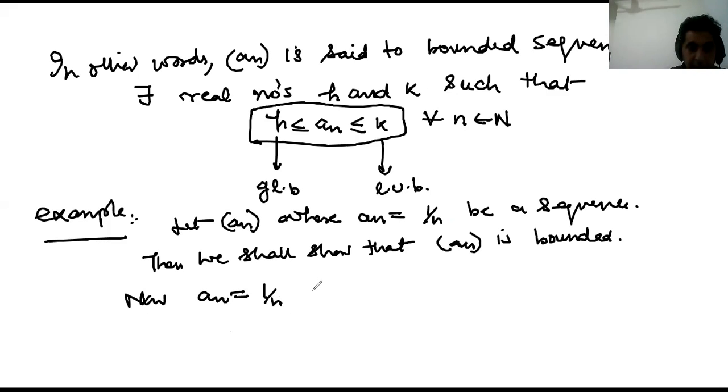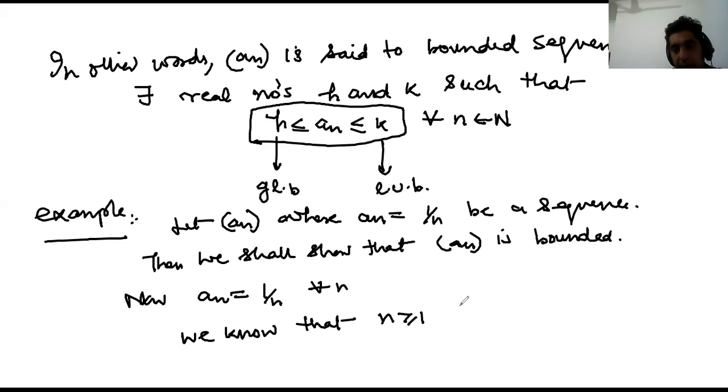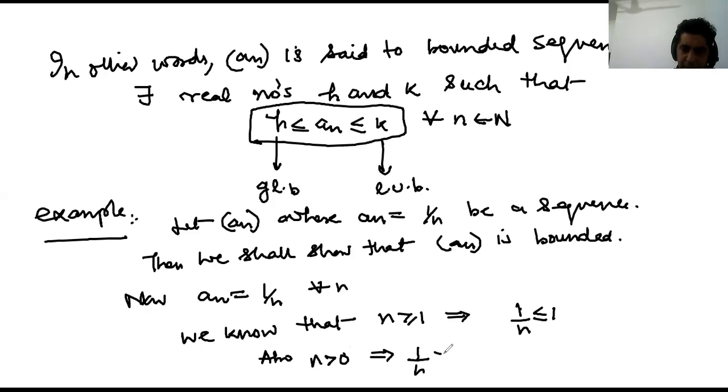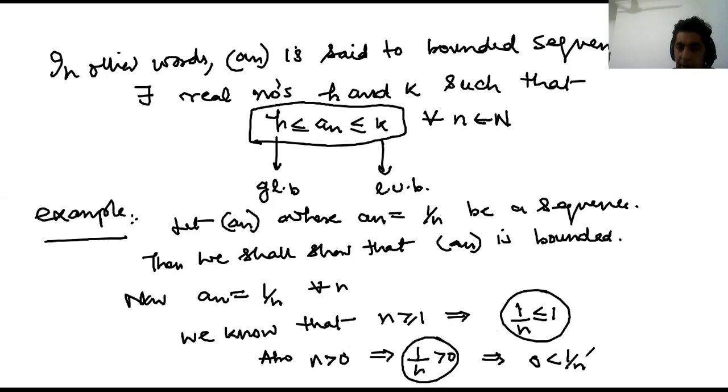So we know that for all n, n is always greater than or equal to 1, because this is a natural number. This means 1 by n is always less than or equal to 1. Also n is always greater than 0, and this implies 1 by n is also greater than 0. Combining these two, इन दोनों को combine कर लीजिए, this means 0 is less than 1 by n is less than or equal to 1.